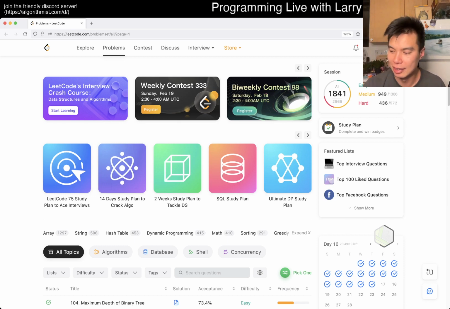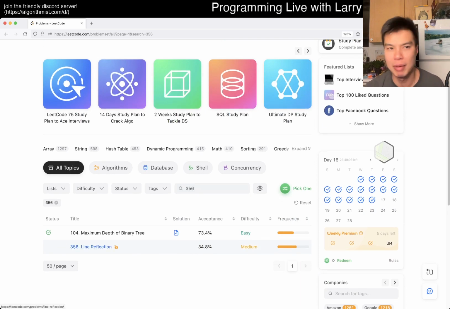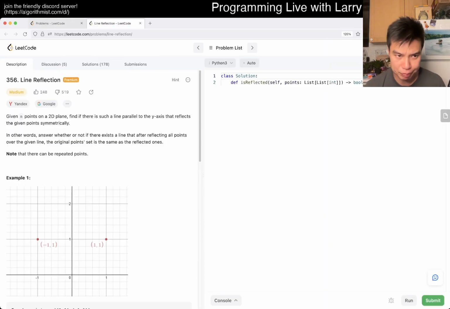I'm doing an extra premium program just to challenge myself and also just, you know, get my money's worth. I did get a request about 356, so let me take a look. And it is a premium program and I haven't done it, so let's go for it. Okay, so today's bonus problem is 356 line reflection.